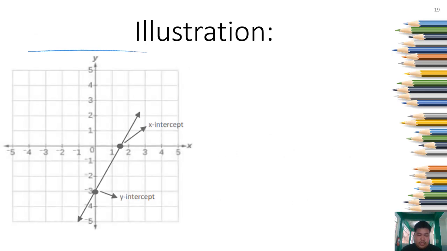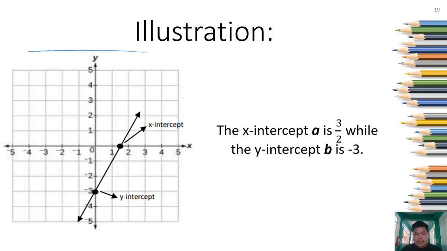Here's our illustration. So here's the graph. You will see we have 0 and negative 3 and 0 and 3 all over 2. The x-intercept A is 3 all over 2 while the y-intercept B is equal to negative 3.